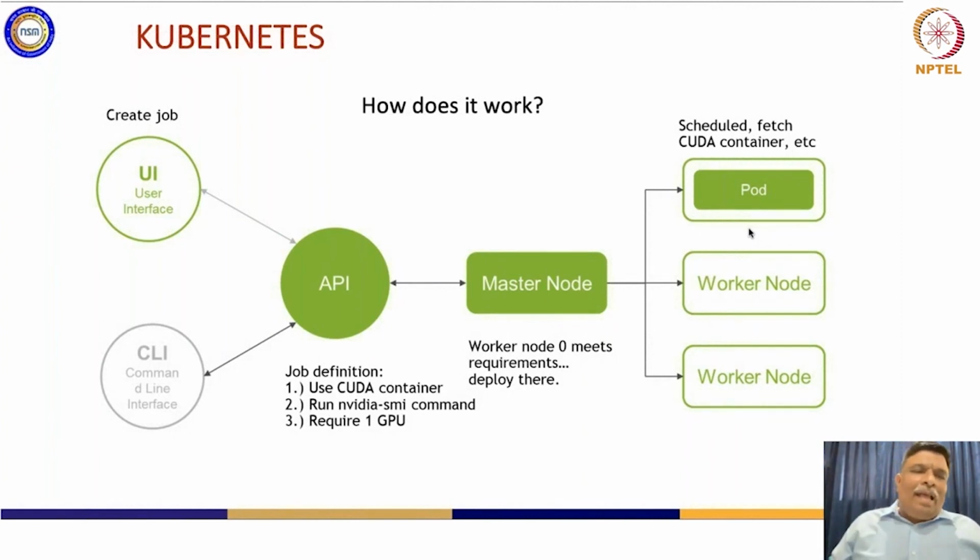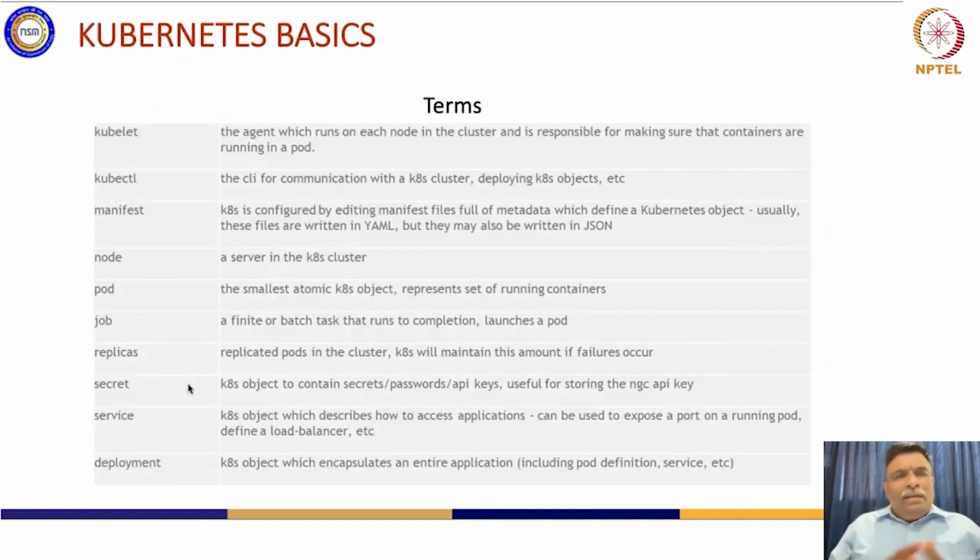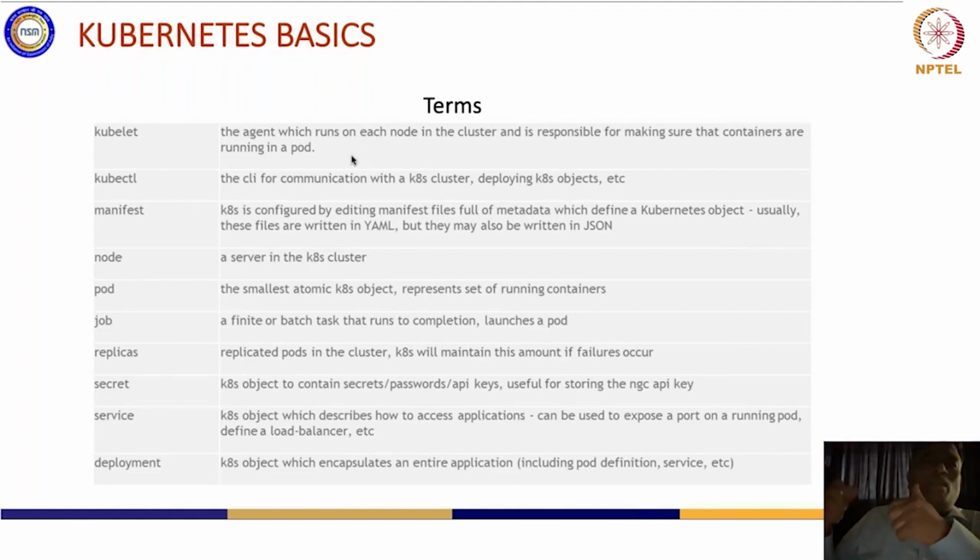And then you have a command line interface also. Of course, it is basically the terminal which you generally use, so we will have that as well. So this is how Kubernetes is set up. And then we saw certain basic terminologies, just to recapitulate what we talked about. The kubelet is an agent which runs on each node in the cluster and is responsible for making sure that the containers are running in a pod.